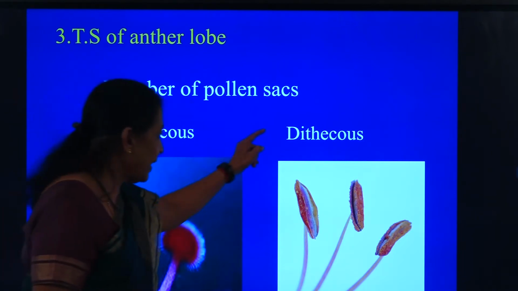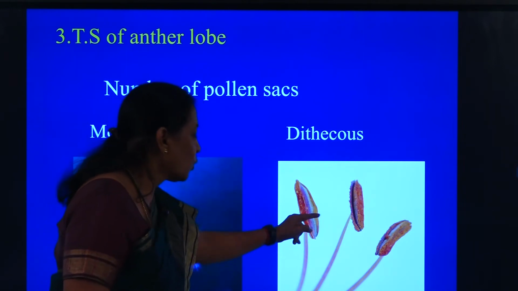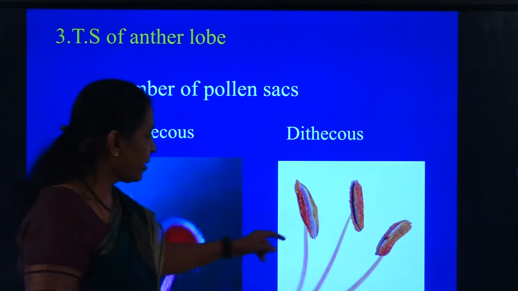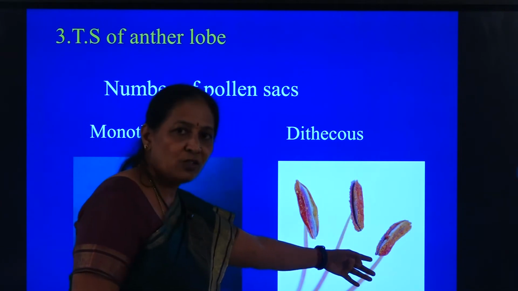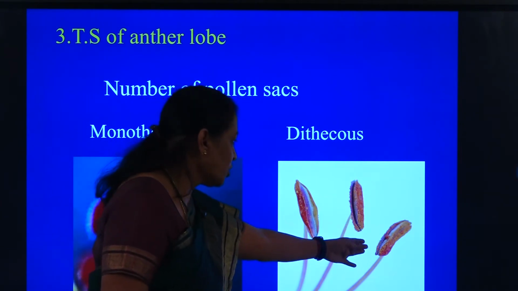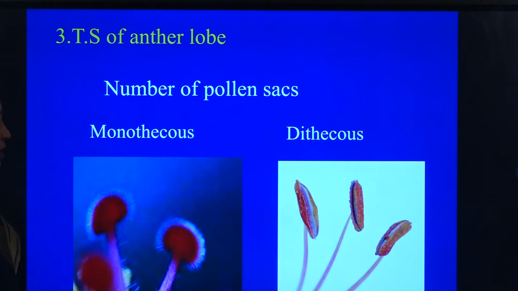When we observe the dithecous, there is a presence of two lobes. Here you can see the pattern of dehiscence also. This is the longitudinal dehiscence pattern that can be seen in the dithecous anther, that is given in this pictorial representation.